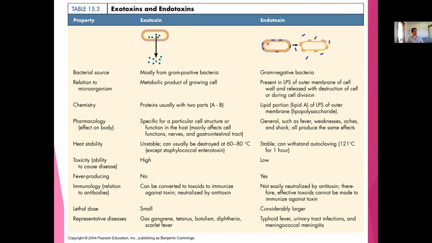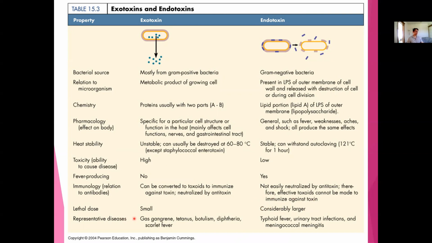Something that I also wanted to point out here is the differences between the toxicity. You have a high toxicity for exotoxins and a lower one for endotoxins, and for the lethal doses, you only need a small amount of these exotoxins to be lethal, yet for endotoxins, they have to be much, much larger.